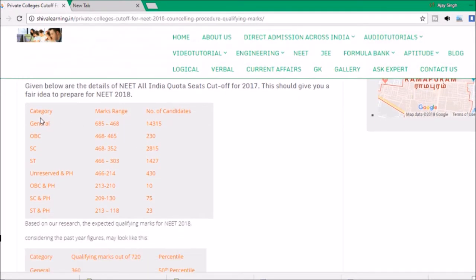So see here, it is data for 18, according to the data of 17. Here is the category: general, OBC, SC, unreserved OBC, PH and ST, and marks and rank. Those who are general students have to secure from 685 highest to 468 marks. The number of candidates is 4315. Then OBC 468 to 230, SC is 468 to 352, 2815 candidates, and ST. Then OBC PH, like this one 213 to 210 candidates, SC, ST and PH, any physically handicapped.